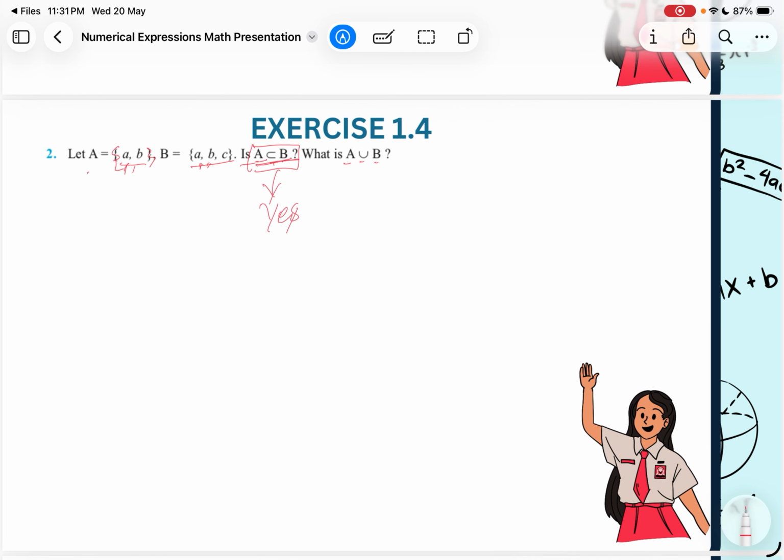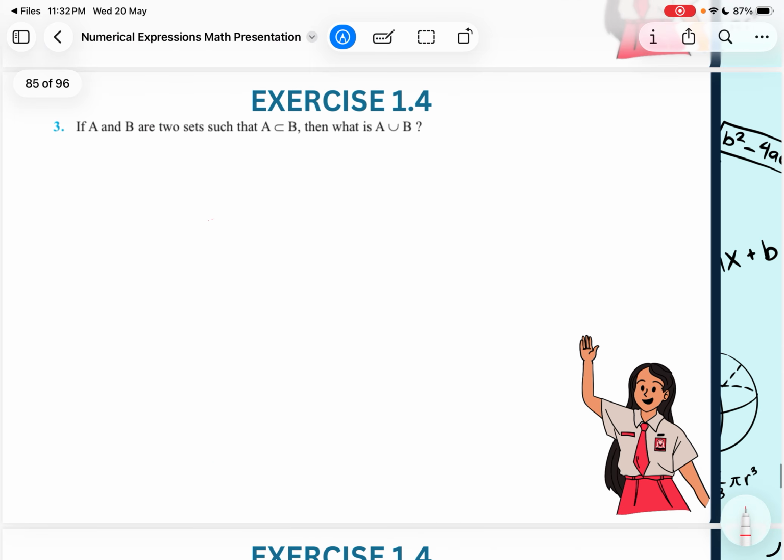Okay, and now A union B, what will be A union B? Which one is the bigger set, like which has more elements? So B has more, so we will write all the elements of B: a, b and c. Now we will check whether all the elements of A are already written or not. So a is already written, b is already written, and there is no other element, so this will be the answer.